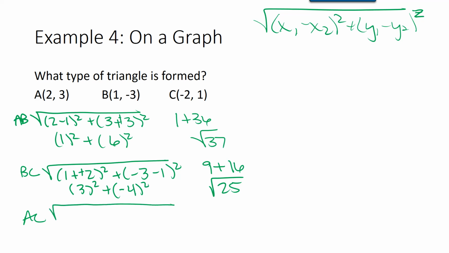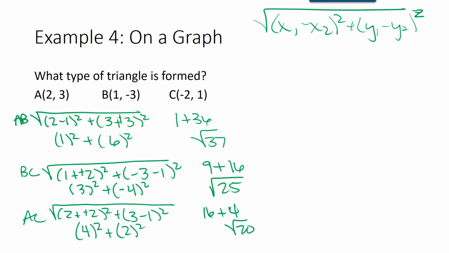Okay, last part here. AC, 2 minus negative 2 squared plus 3 minus 1 squared. 2 minus negative 2 is really 2 plus 2, and that is 4, plus 3 minus 1, that's 2 squared. 4 squared is 16, plus 2 squared is 4, that is the square root of 20. Okay? Alright, now we need to check and see if these make a right triangle.